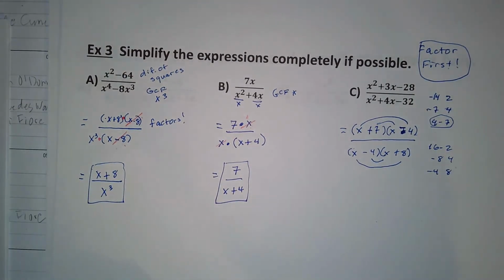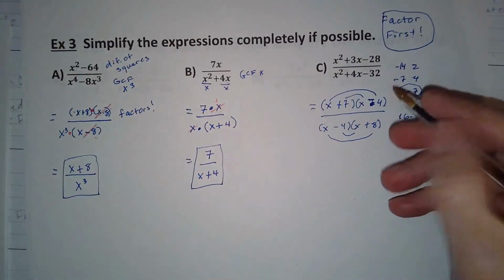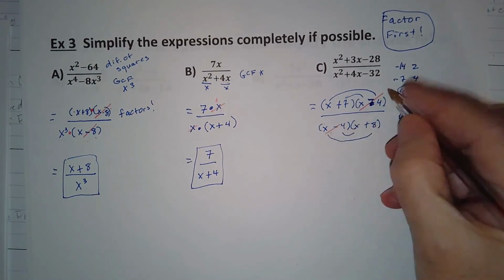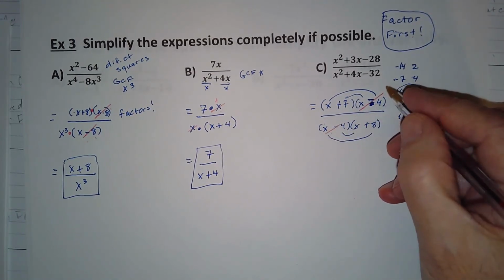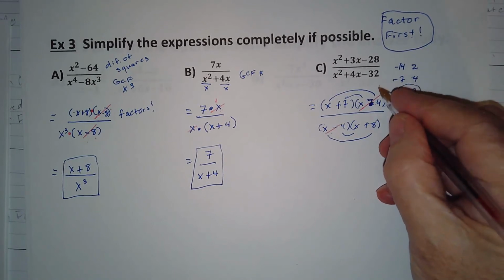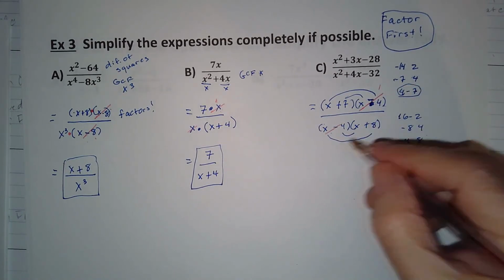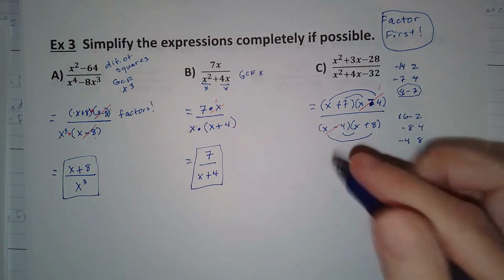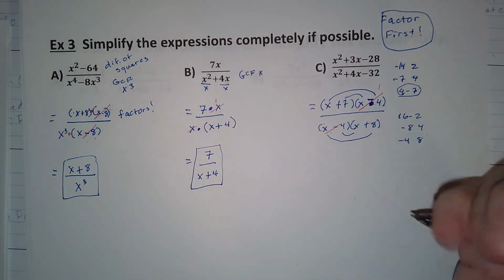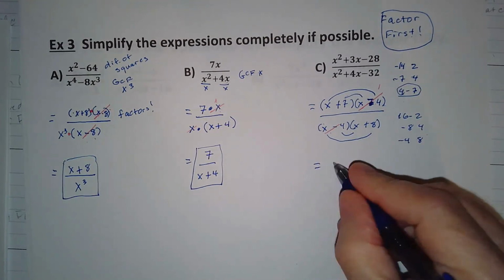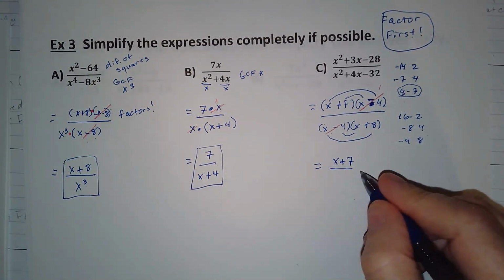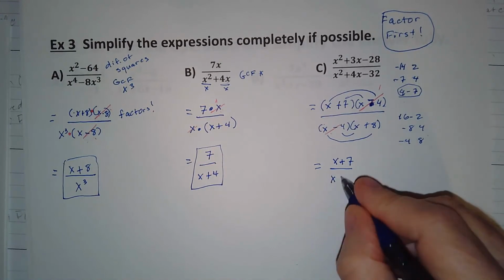In the numerator you've got an x minus 4. In the denominator you've got an x minus 4. So that leaves us with one of those in the numerator and one of those in the denominator. And so you're left with x plus 7 divided by x plus 8.